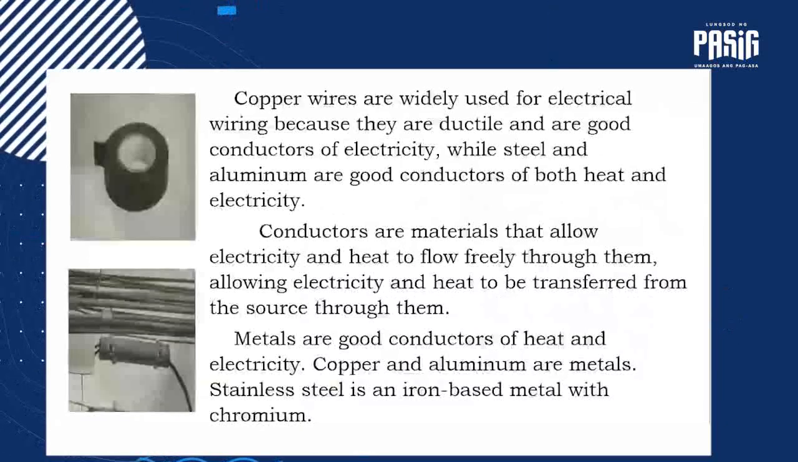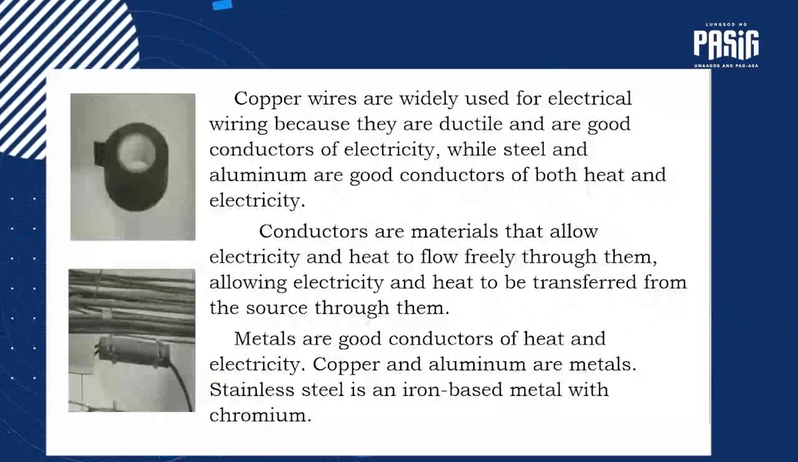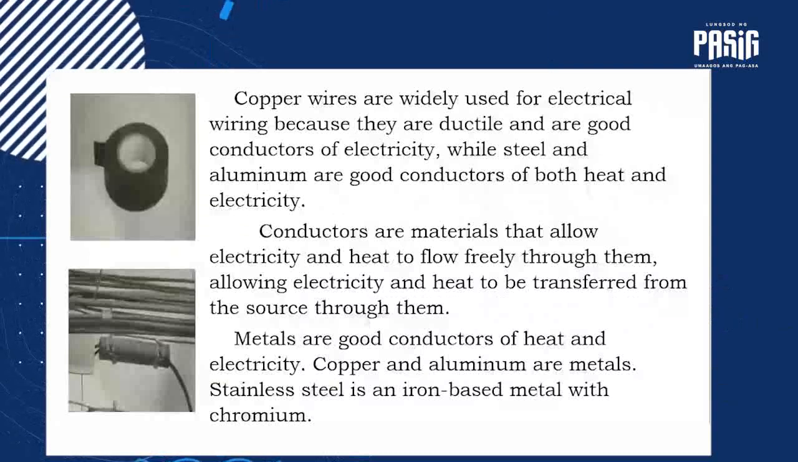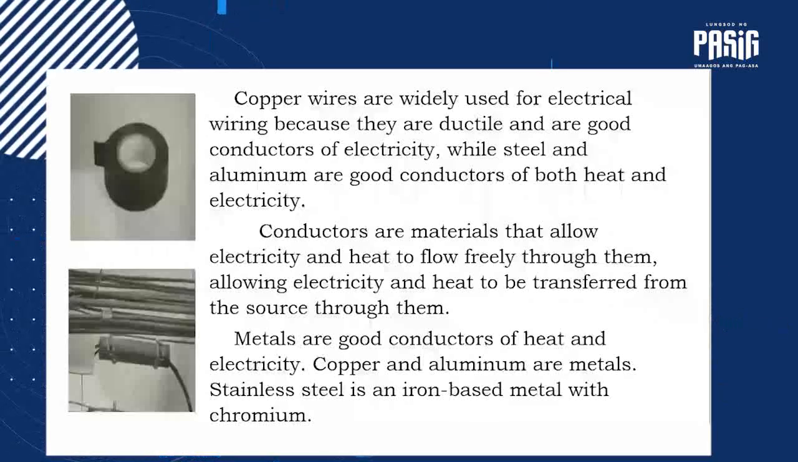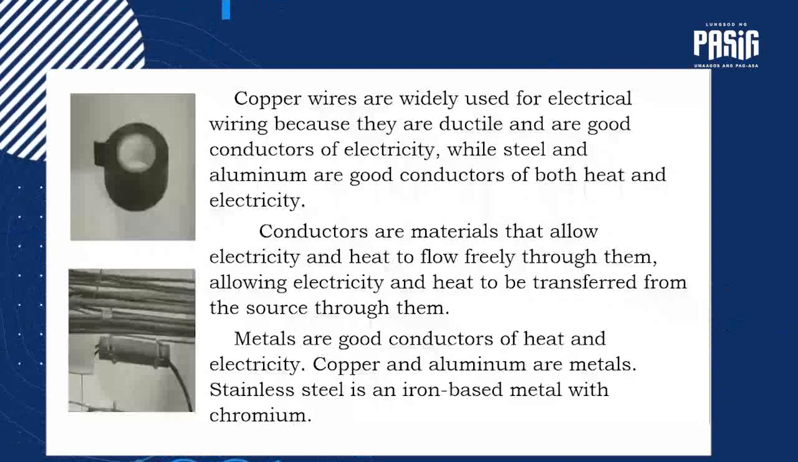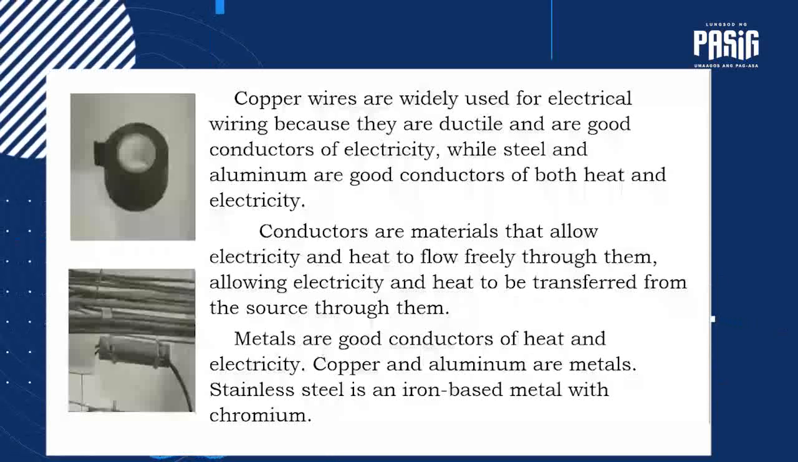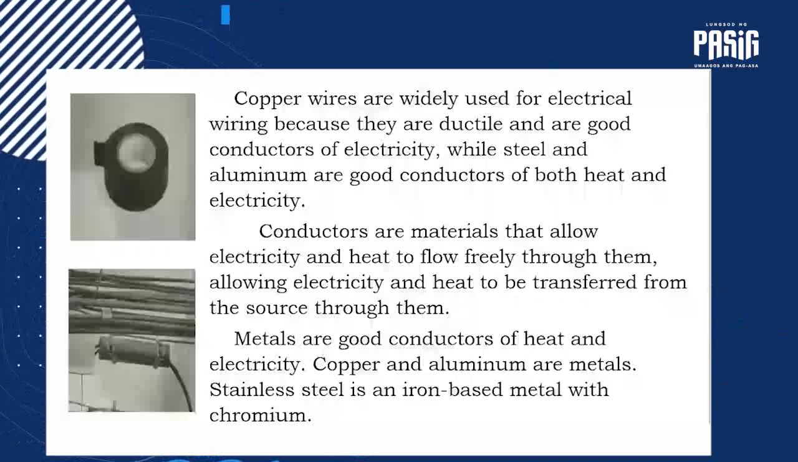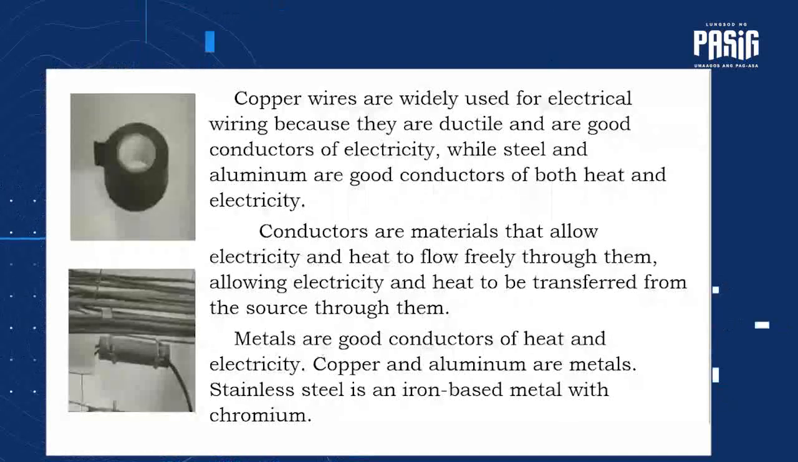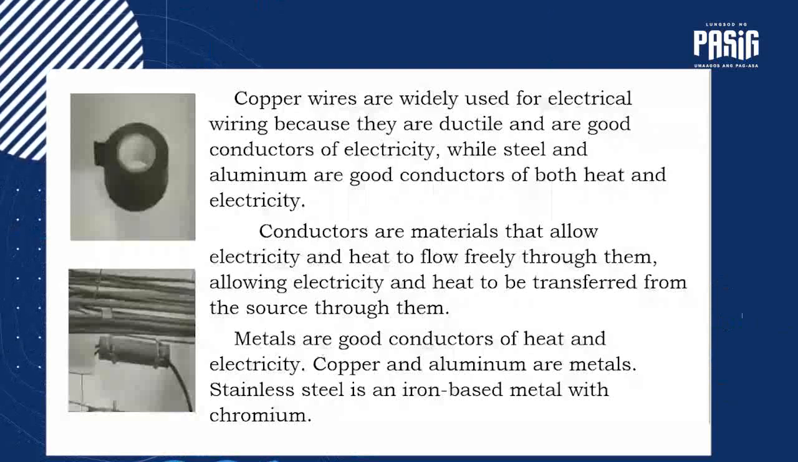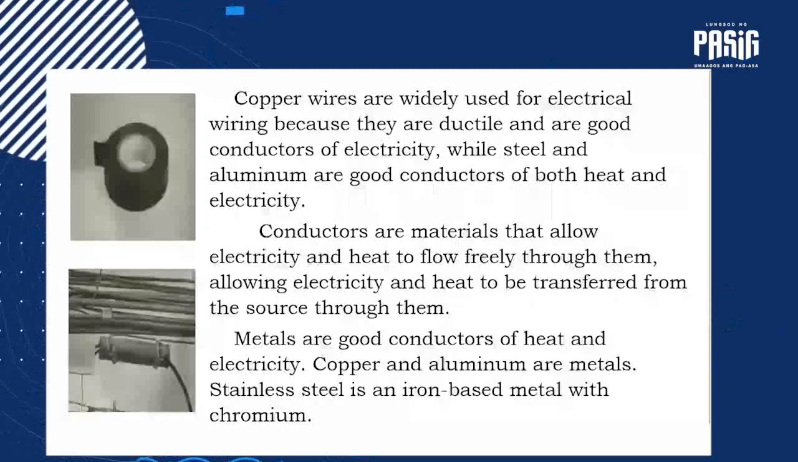Very good. Copper wires are widely used for electrical wiring because they are ductile and are good conductors of electricity, while steel and aluminum are good conductors of both heat and electricity. Conductors are materials that allow electricity and heat to flow freely through them, allowing electricity and heat to be transferred from the source through them. Metals are good conductors of heat and electricity. Copper and aluminum are metals. Stainless steel is an iron-based metal with chromium.